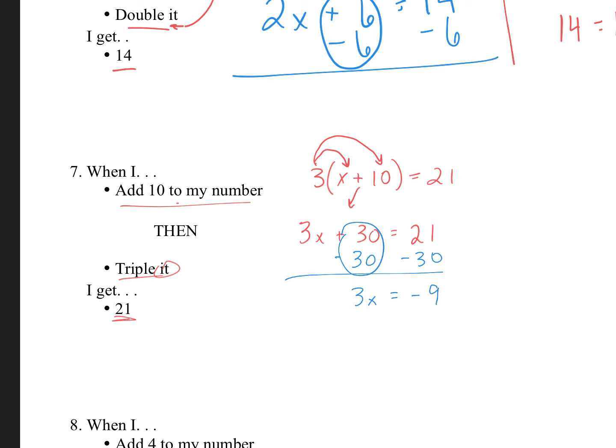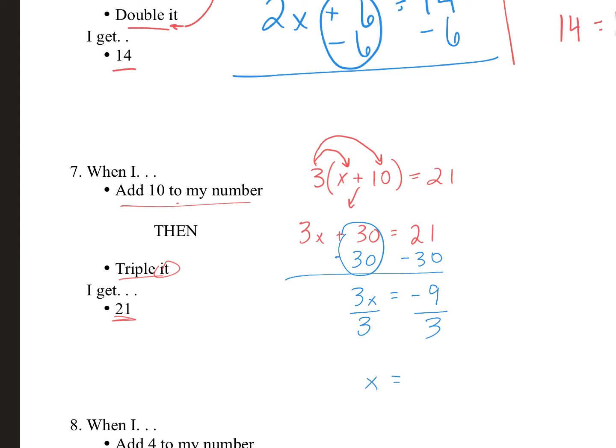Okay, and whenever we've gotten to a step like this so far, we've always been dividing by the number in front of x. And this is going to be no different. I'm going to divide by 3 on both sides. 3 divided by 3 is 1. So 3x divided by 3 is just 1x, or just x.